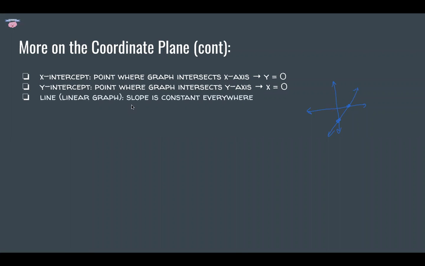A line is where the slope is constant everywhere. So this would be a line because the slope from here to here, let's just say, is 2. The slope from here to here is 2. The slope from here to here is 2, and so on.